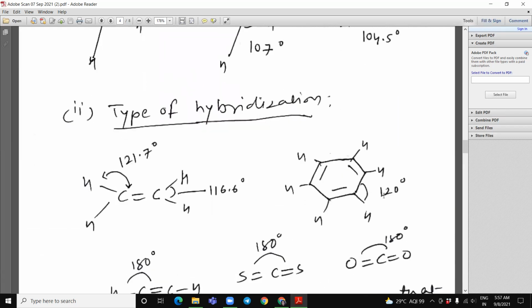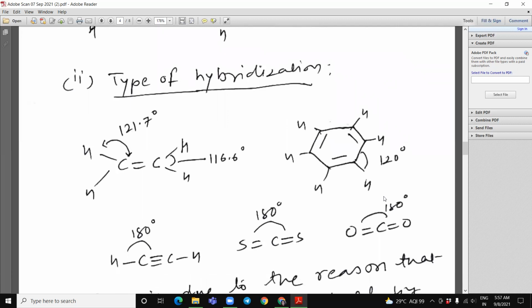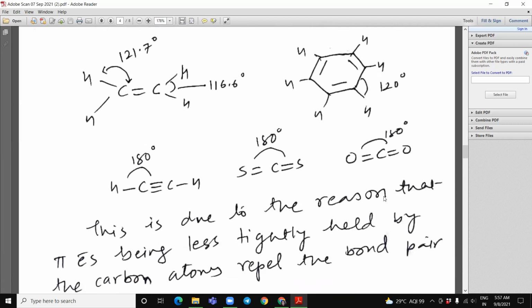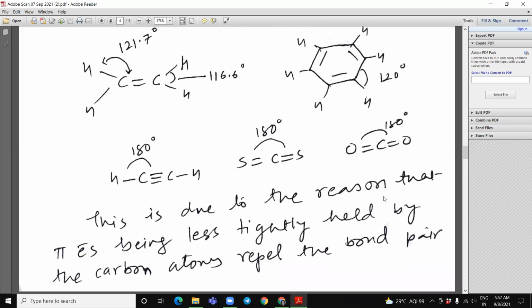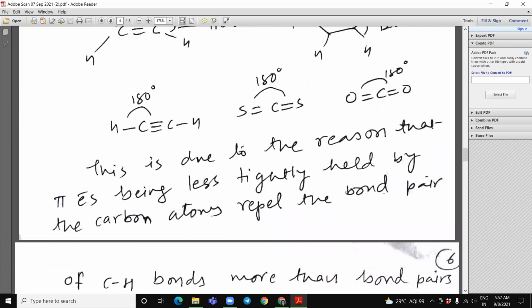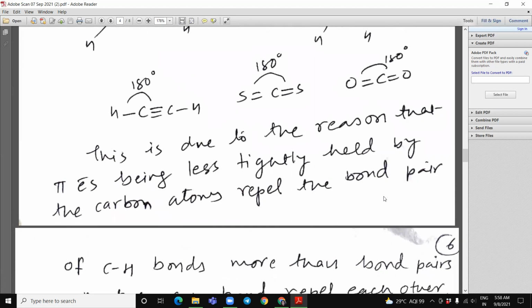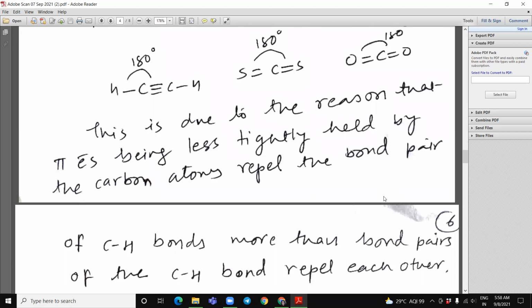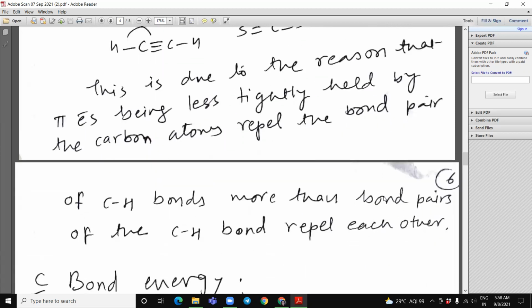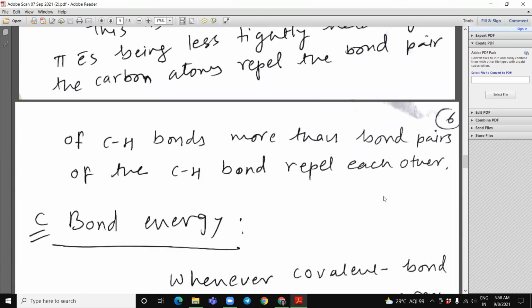Second factor, type of hybridization. This is due to the reason that the pi electrons, being less tightly held by the carbon atoms, repel the bond pair of carbon-hydrogen bonds more, so the bond pairs of the carbon-hydrogen bonds repel each other.